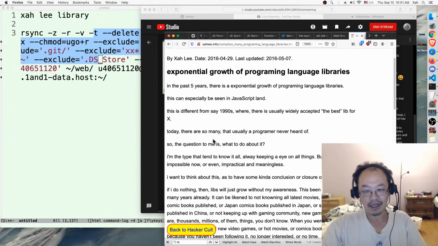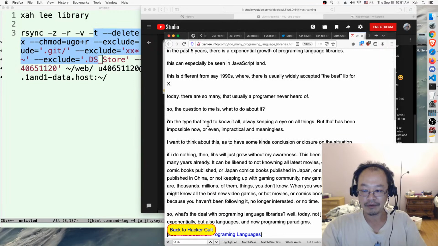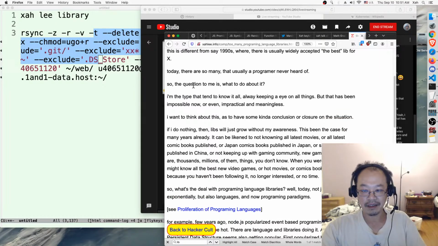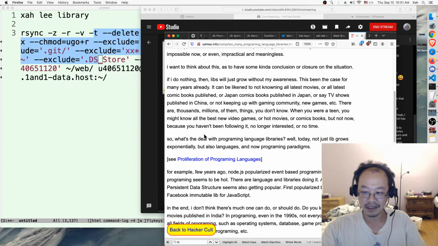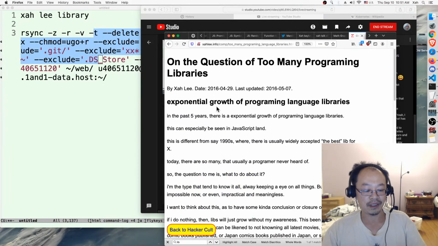I don't remember what I said here, but let's see. So many libraries. Among the questions is, how does it affect you? This is a new phenomenon. Too many, so many libraries. This is a new phenomenon in society.